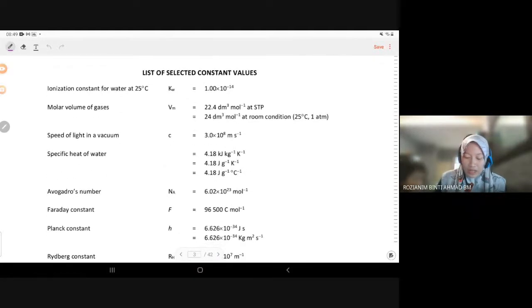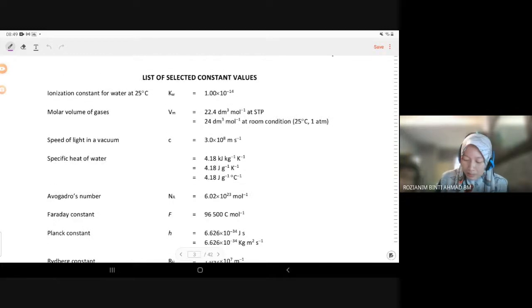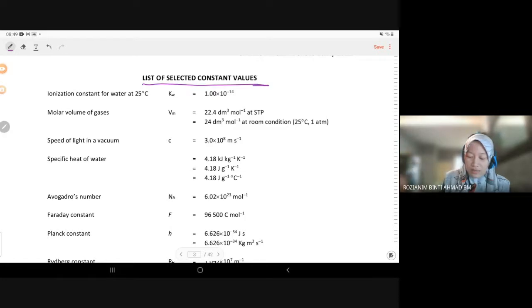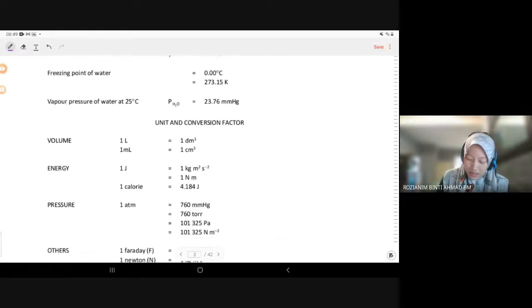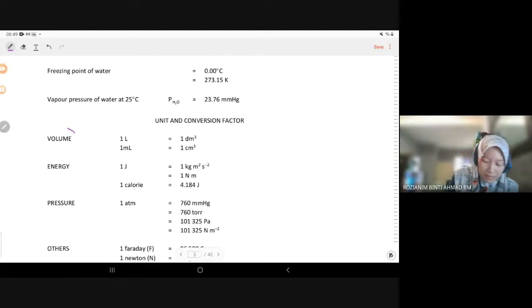Okay, so sekarang ni kamu pergi dekat muka surat 3. Dia kata dekat sini list of constant. Okay, bila list of constant, kejap, abang ambil key adik jap. Okay, so list of constant dekat sini, bawah sekali. Nampak tak? Dilabelkan volume dalam kita punya lesson.